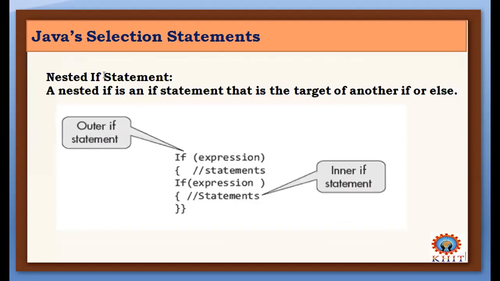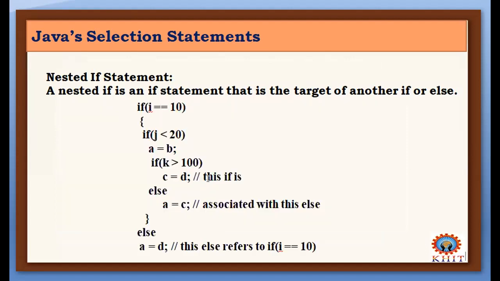Next we go with nested if. Nested if means what? An if statement which is enclosed in another if statement. So two if statements will be there. This is an outer if statement, and in the inner part we have another if statement. So inner if and outer if. If you write like this in a program, it is called a nested if. Then we have a small example here. A nested if is an if statement that is the target of another if or else. So you can clearly observe this program.